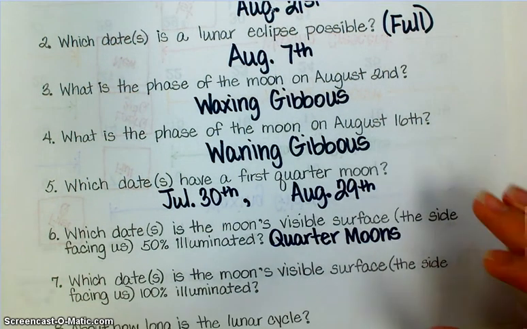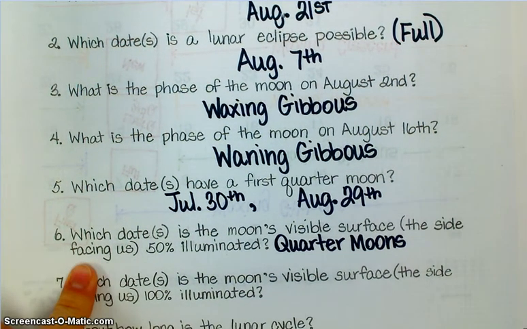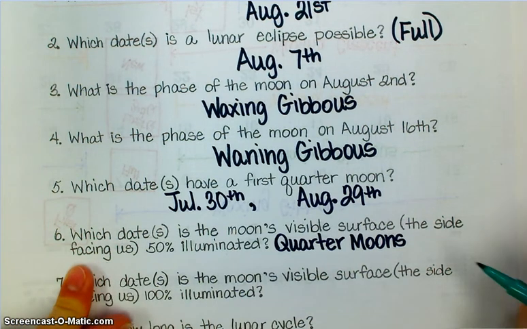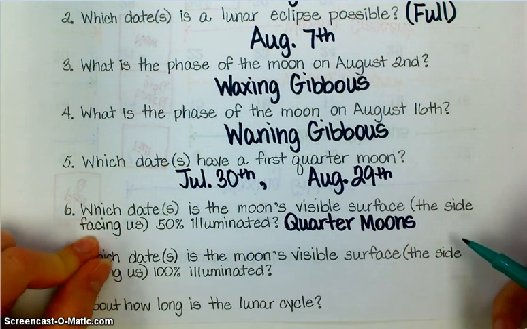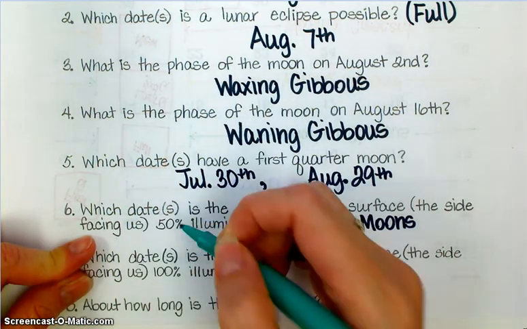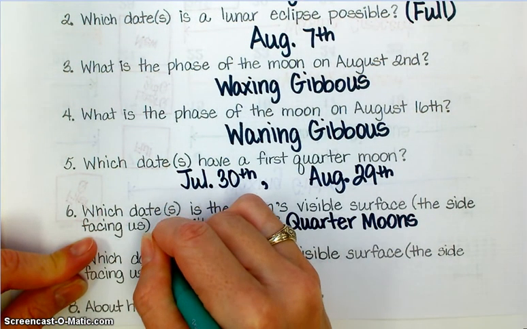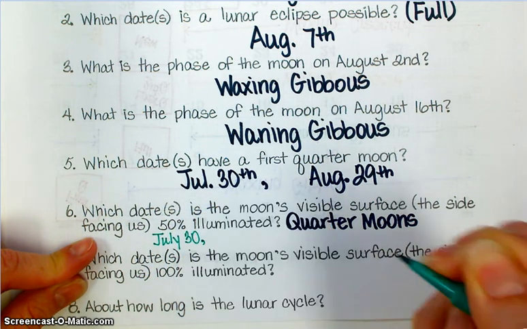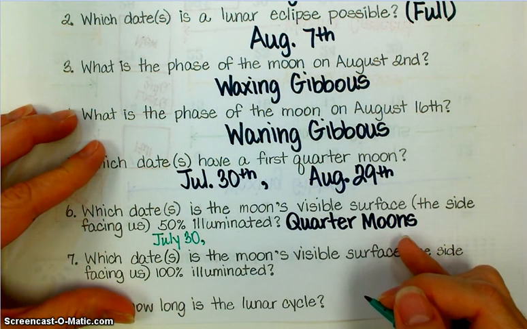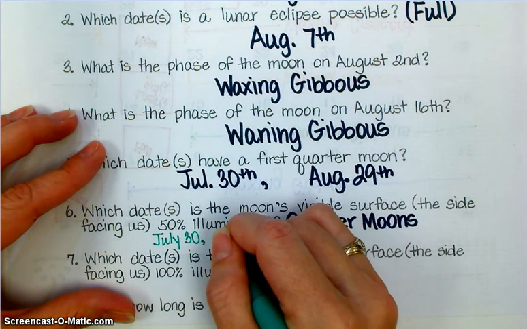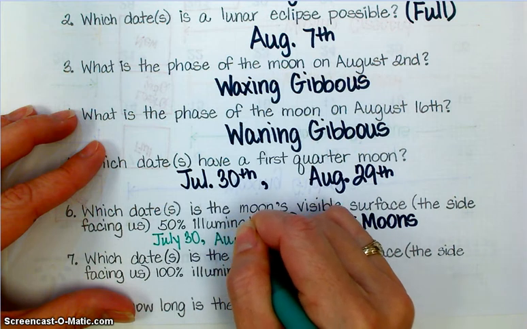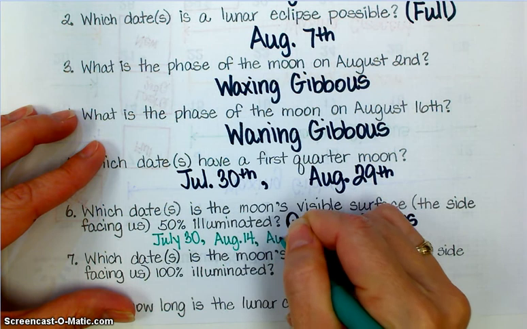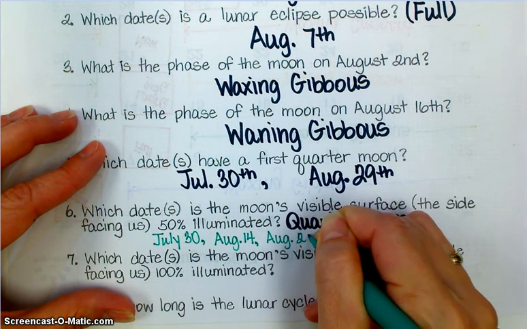Okay, so now 6, which date or dates is the moon's visible surface 50% illuminated? Any of your quarter moons. But the words quarter moons do not actually answer the question, because the question is asking for dates. So the first one that we run across is July 30th. What's the second quarter moon that we run across? Third quarter, August 14th. August 14th is a third quarter. And August 29th.